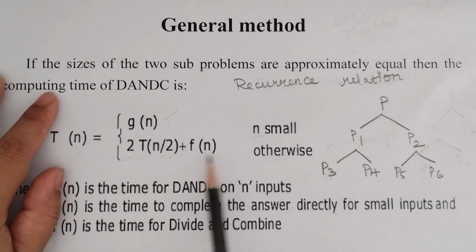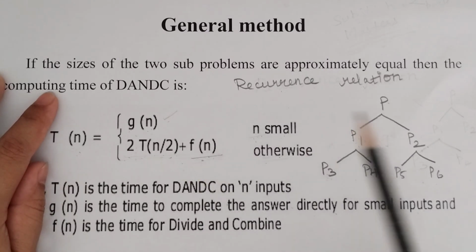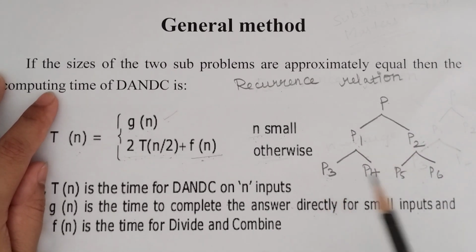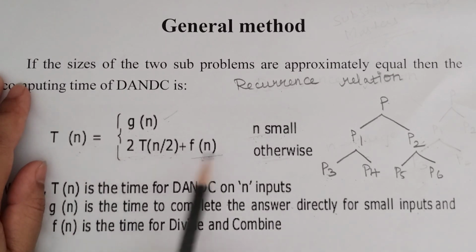Coming to f of n, this is a function, and this function represents the time that is taken to divide the problem into sub problems and then combine the solutions of the sub problems. So how much time it is taking to divide and combine is given by this function f of n. Now based on this recurrence relation, we'll be finding the time complexity.